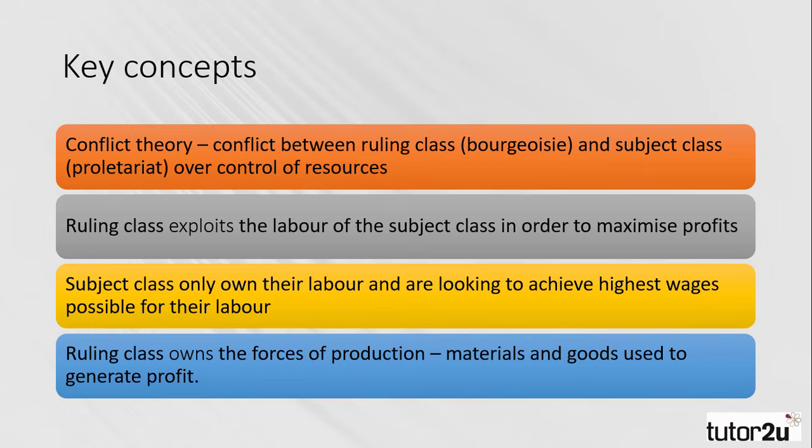In contrast, the subject class only have their own labour, and they want to be able to afford the goods that they produce and so look to earn as much money as possible. But the more they are paid, the less profit there is for the ruling class, and that is where the conflict between the ruling class and the subject class exists. Of course, class conflict is not as simple as one side wanting profit and the other side wanting higher wages, and in this video we're going to examine some of the more subtle forms of exploitation and alienation that exists according to those from the Marxist tradition.